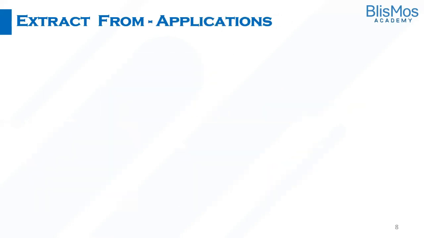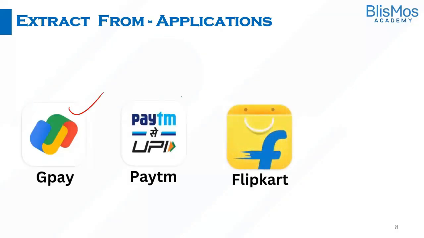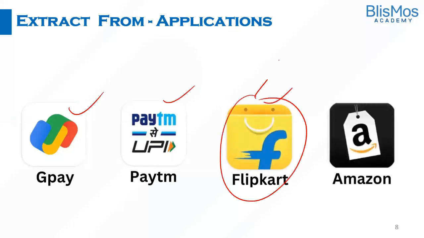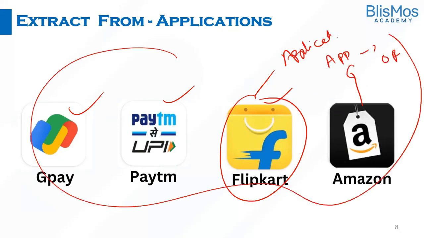In terms of applications, you may have different types of applications in your organization. Just to give you a notion of applications, there are some applications like GPay, Paytm, Flipkart. Within Flipkart, you may have different applications to run the operational processing. Within Amazon, you may have different applications to run the operations. So we'll extract the data from different applications within the organizations.